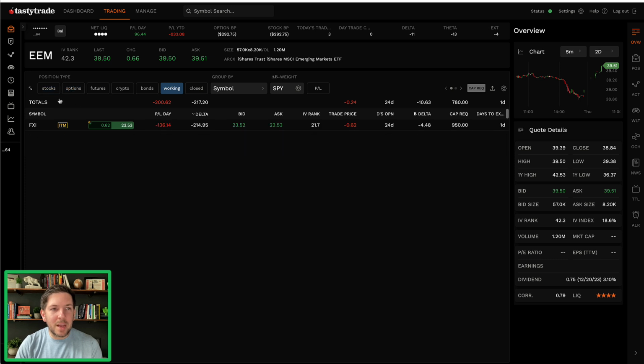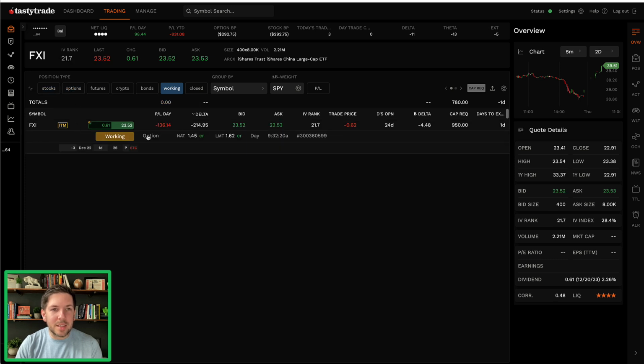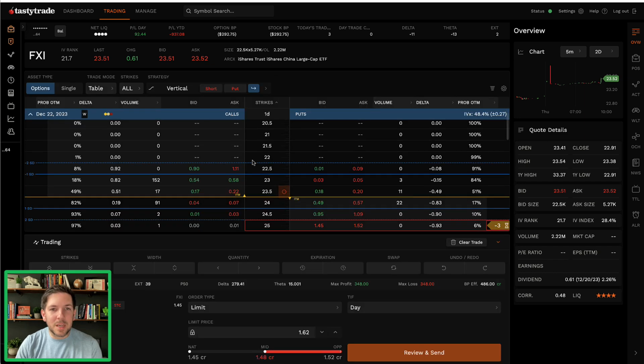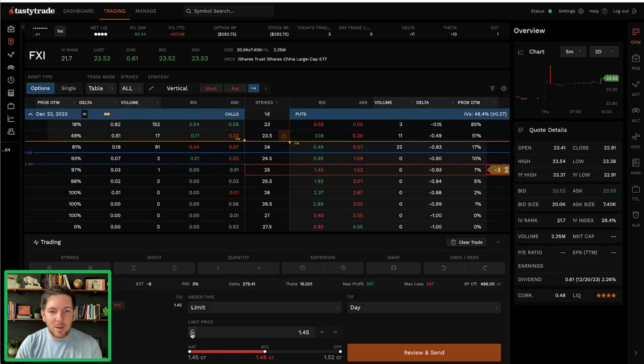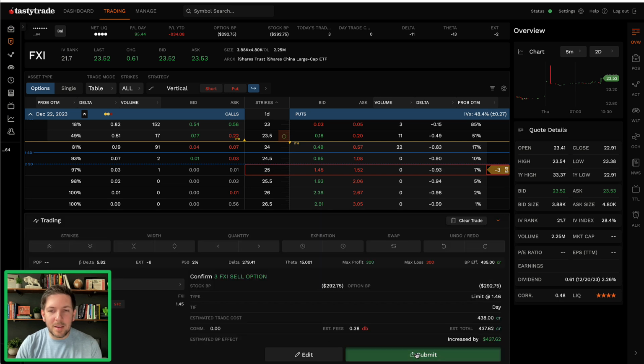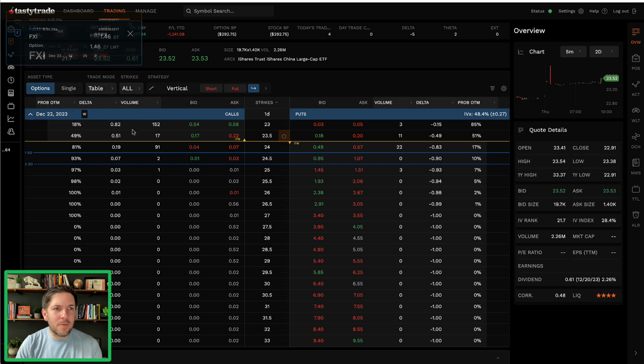Now, the only remaining position that we still have working is this one right here, which we were trying for a limit of 162. Seems like it's moved around a little bit on us. So I'll unlock the limit. We'll go down to about a 36. We'll try that. See if we can get this position off. There we go. And the position is now off.